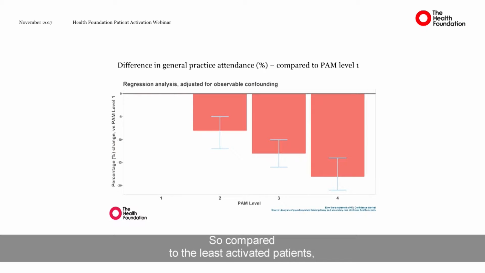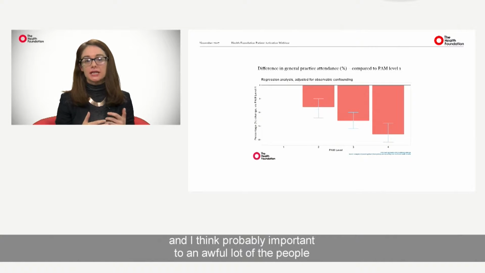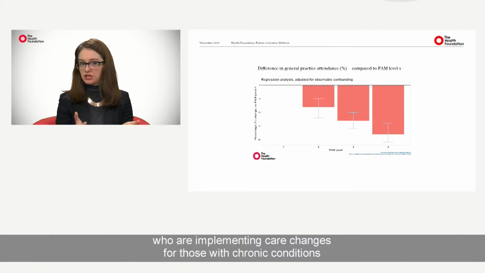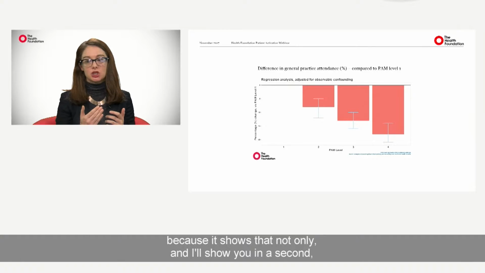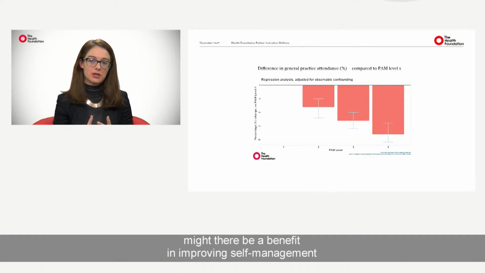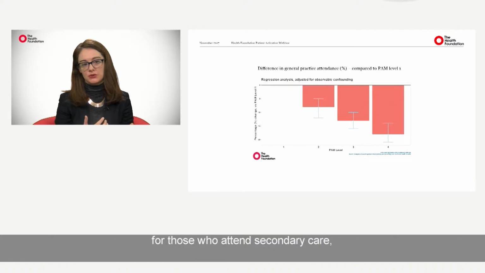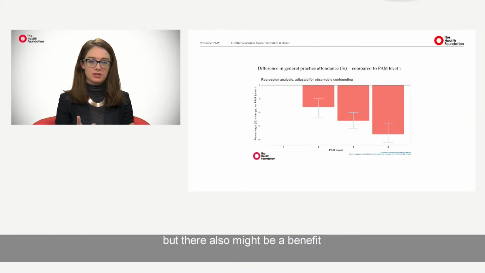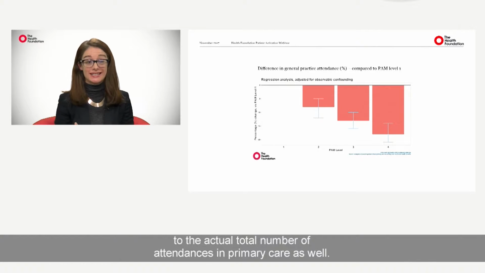So compared to the least activated patients, the most activated patients go to their GP about 18% less, which is quite a big difference. And I think that's probably important to an awful lot of the people who are implementing care changes for those with chronic conditions, because it shows that not only, and I'll show you in a second, might there be a benefit in improving self-management for those who attend secondary care, but there also might be a benefit to the actual total number of attendances in primary care as well.